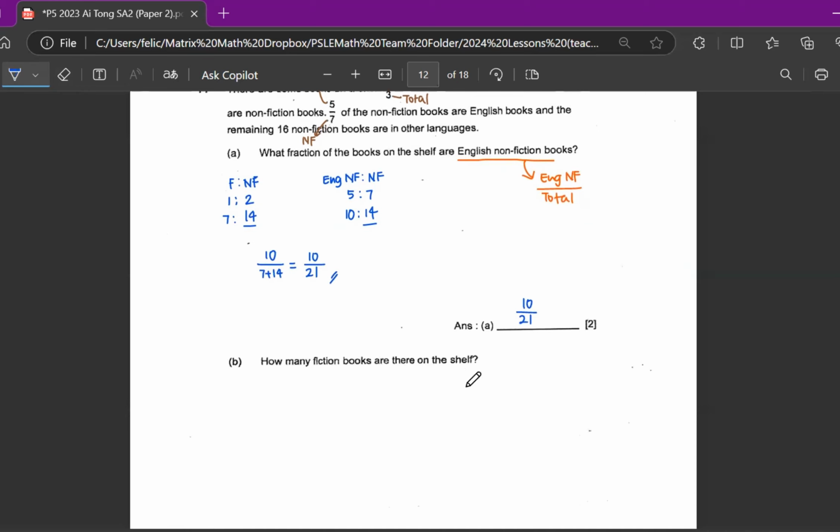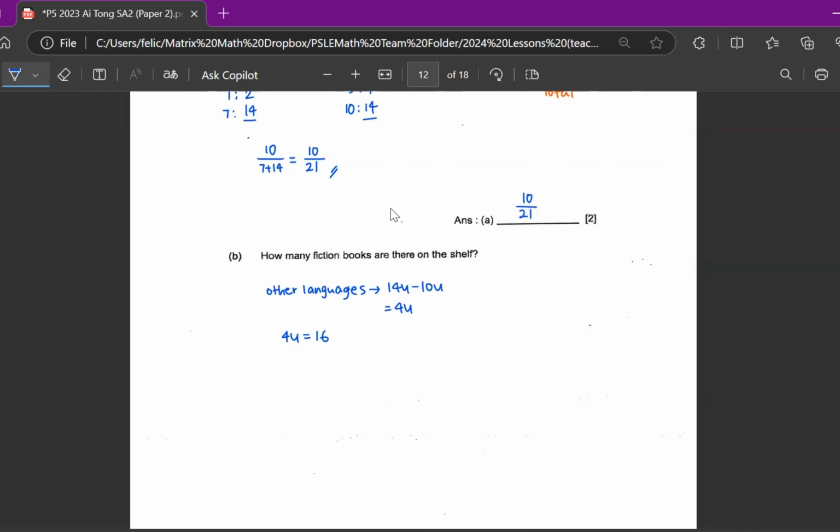Okay, now from here, we can work with the 16 already. So just now, like I said earlier, for the other languages, if you have done those steps earlier and you don't want to erase it, actually that's fine. Just draw an arrow to put down the part. Other languages, like I said earlier, non-fiction minus away those English non-fiction to get the other languages. So in other words, for you it is the 16 books that's stated here. 16 non-fiction books in other languages. Okay, so now you can find 1 unit.